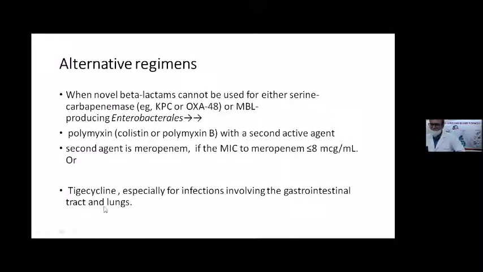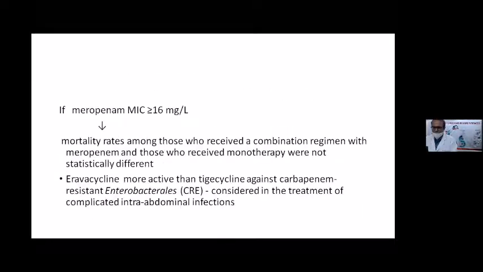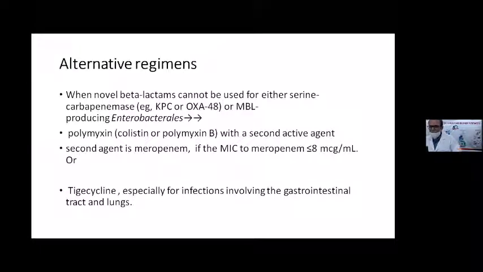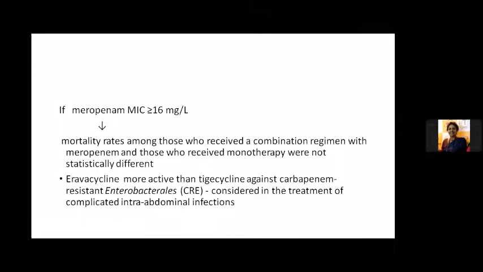So for pneumonia and intra-abdominal infection, Tigecycline can be used as an alternative regimen. Okay, now what happens? As I've told you, if the MIC of meropenem is 8 or less, we can combine with polymyxin B. Now, what happens if the MIC is above 16?